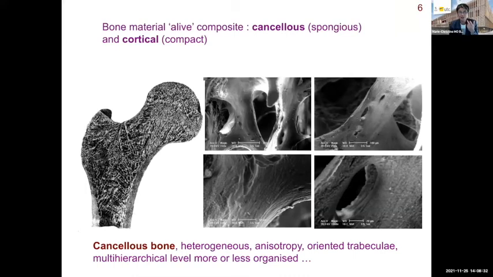So just to recall, bone is a living material. It is a composite, as you can see in some pictures that maybe you already know. Here you have cancellous bone, and you have the compact bone. And if you look at the microstructural level, you can see that there is some damage, there are some holes. And here you can see the fibers very well oriented. So basically the material properties of bone, such as cancellous or cortical bone, are heterogeneous and anisotropic. You can see very well oriented trabeculae, multi-hierarchical levels, more or less organized. We could say the same thing for the cortical bone.